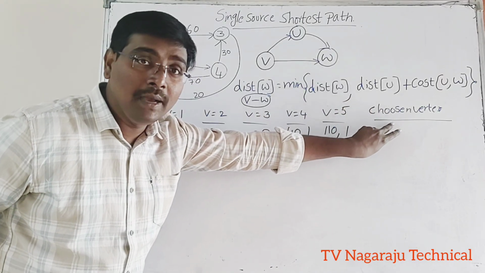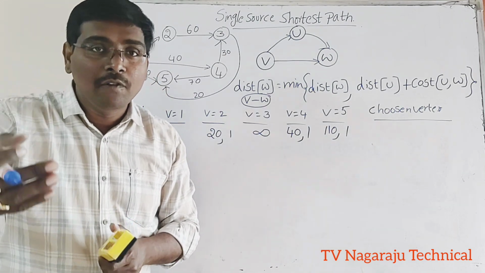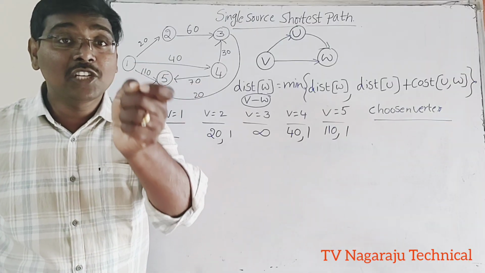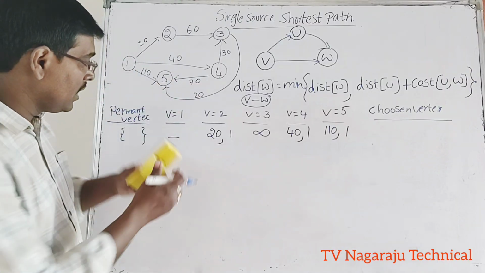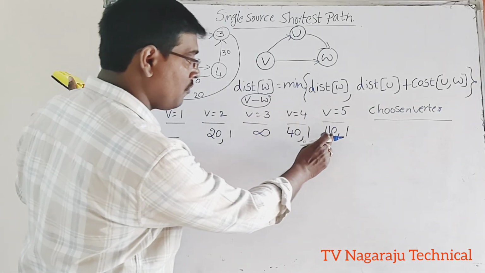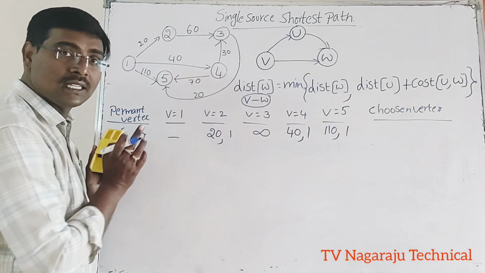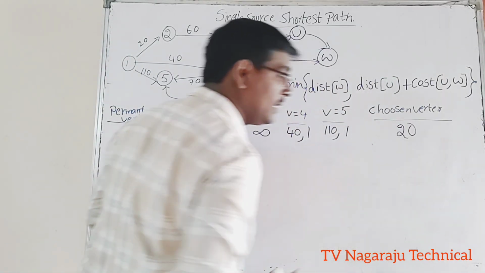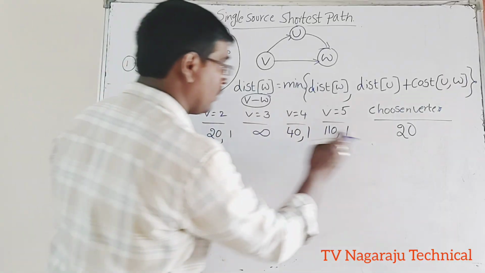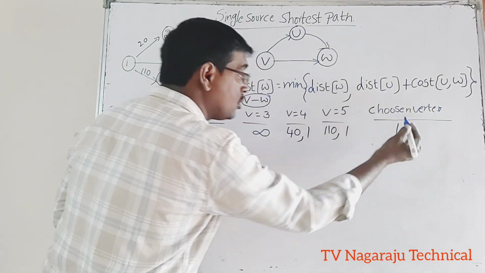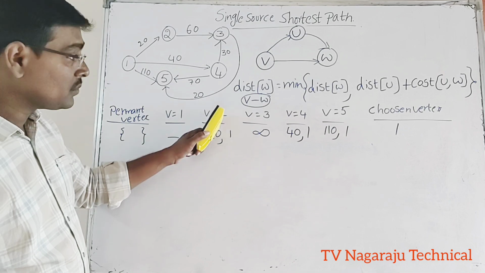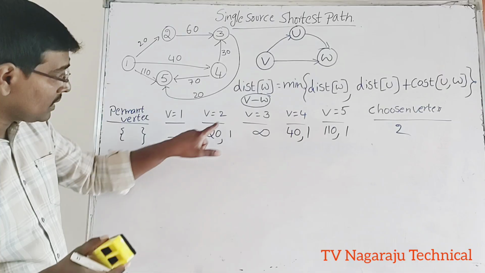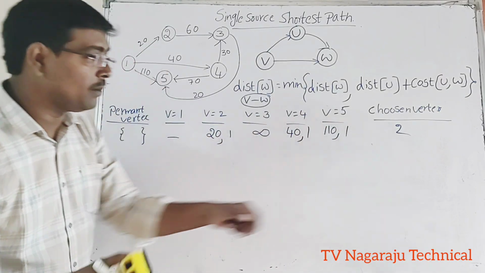Now, what does the chosen vertex mean? In each and every step, you need to identify the vertex which has the least weight or least cost. Here we have 20, infinity, 40, 110. Which one are you selecting? You are selecting 20. The cost is 20, so the chosen vertex is vertex number 2. Already 1 is the source vertex. Here we are selecting vertex number 2.